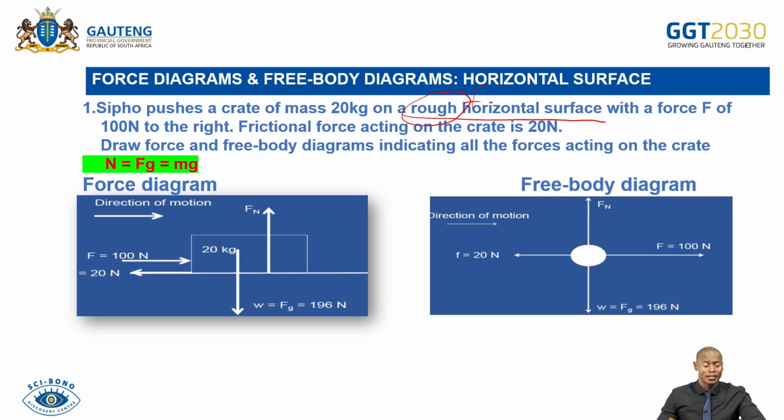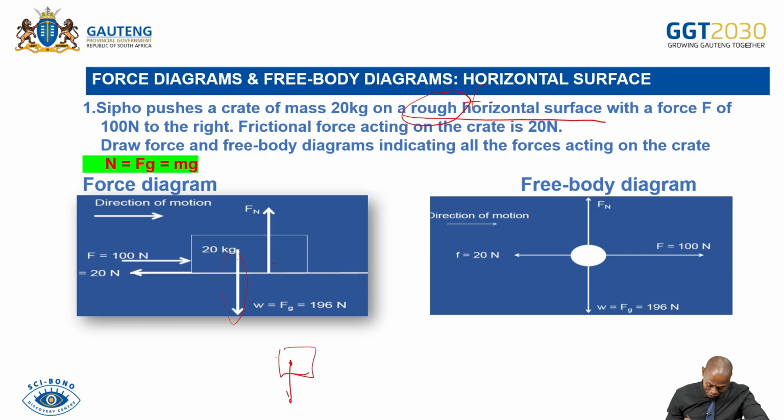So I'm having my Fg, you can see that. So we represent an object by a box there. I'm having my Fg. I'm having my normal force, which is always acting perpendicular to the surface. I'm having a force of 100 newtons and also a force of 20 newtons in the opposite direction. That is frictional force. So even if this was this side, let's say we had something like this.